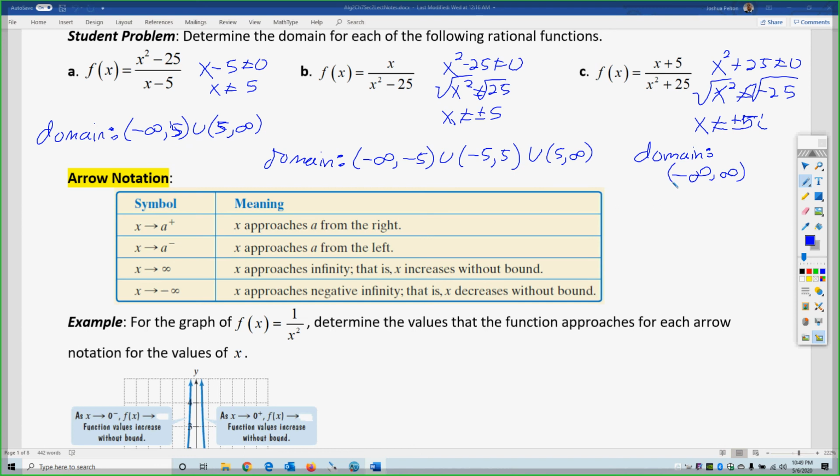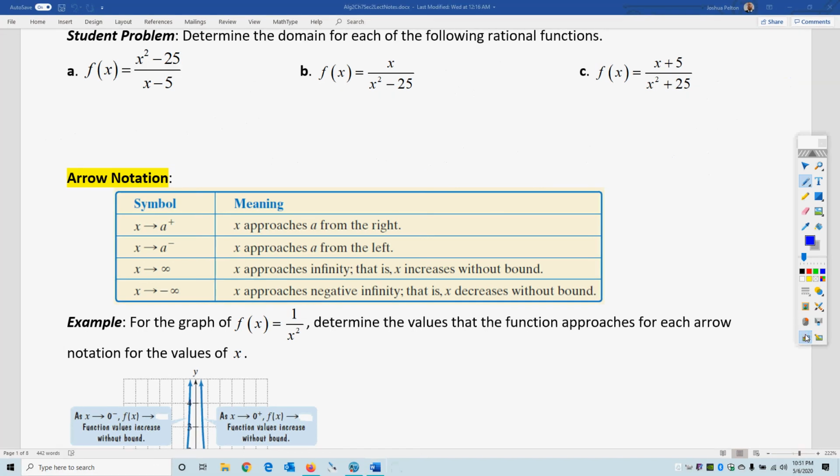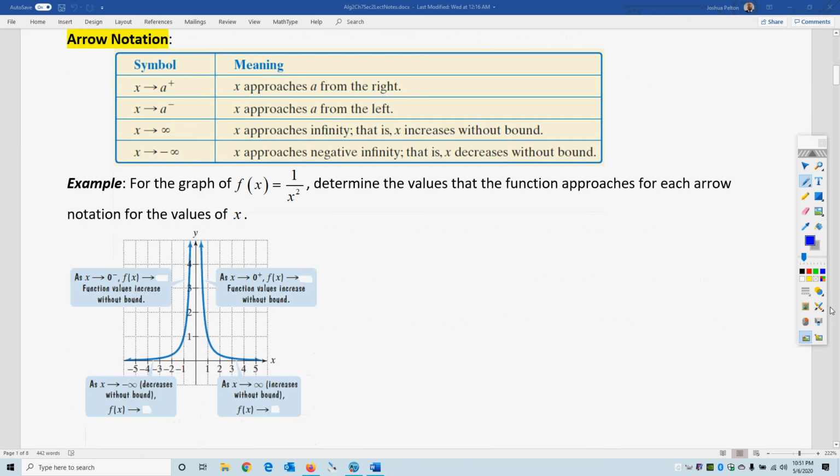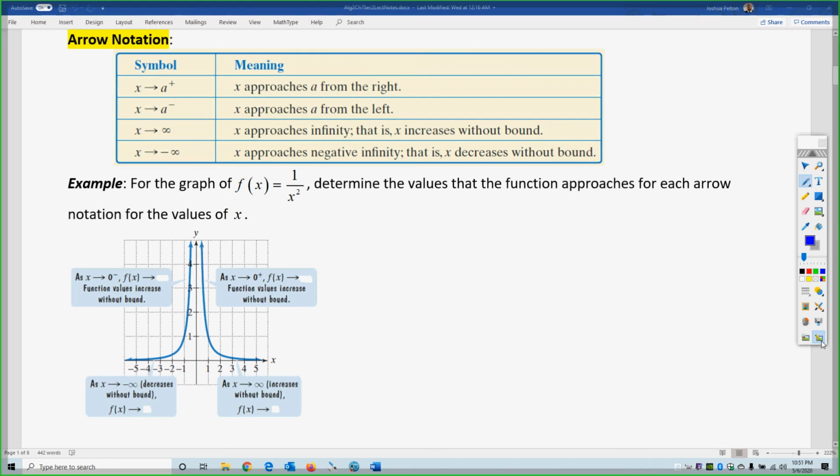Okay, so we have the arrow notation next, which will come up occasionally. What's important here is understanding asymptotes vertically. What the arrow means is approaching. So this means x is approaching a from the positive side, x is approaching a from the negative side, x is approaching infinity, or x is approaching negative infinity.